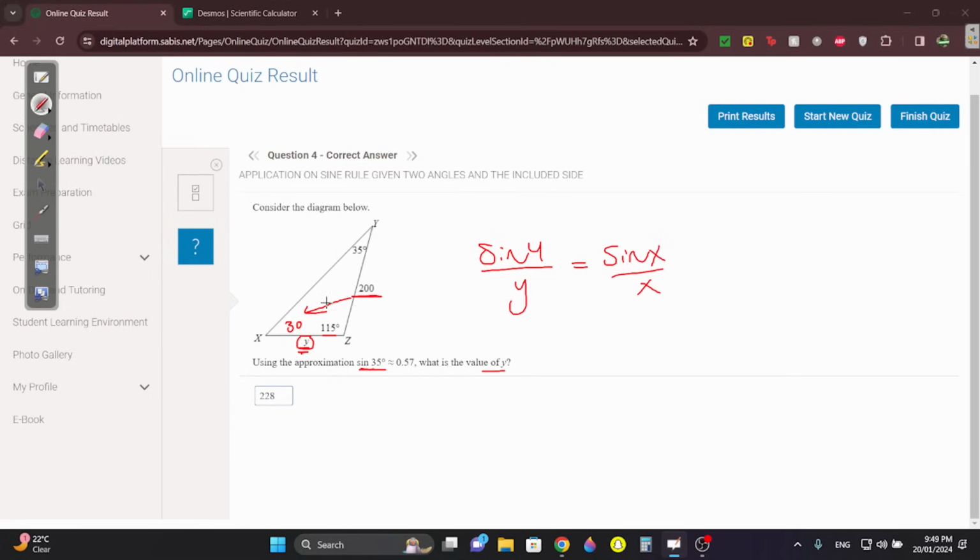Sine y is going to be the angle y, which is sine 35, and they gave it to us, 0.57, over side y, which now we're trying to find, keep this y, equals sine x, so sine 30. I'll give it to you as 0.5. Okay, sine 30 is 0.5, over side x, which is 200. You cross multiply, you're going to get 228.